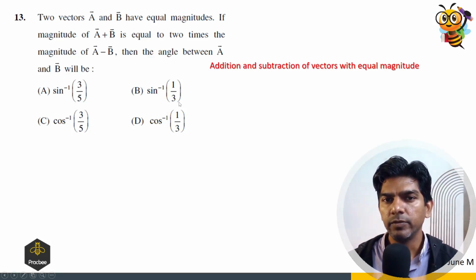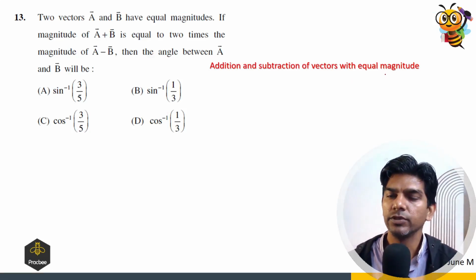Now let us see the next problem type, which is based on the addition and subtraction of vectors with equal magnitude.